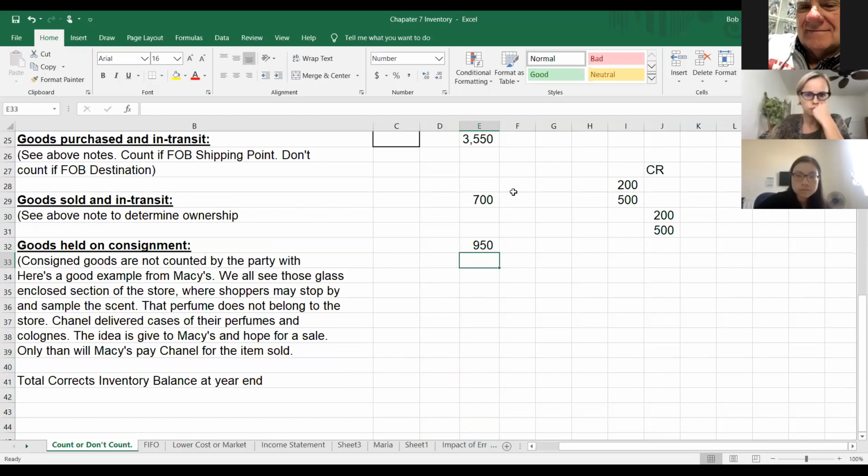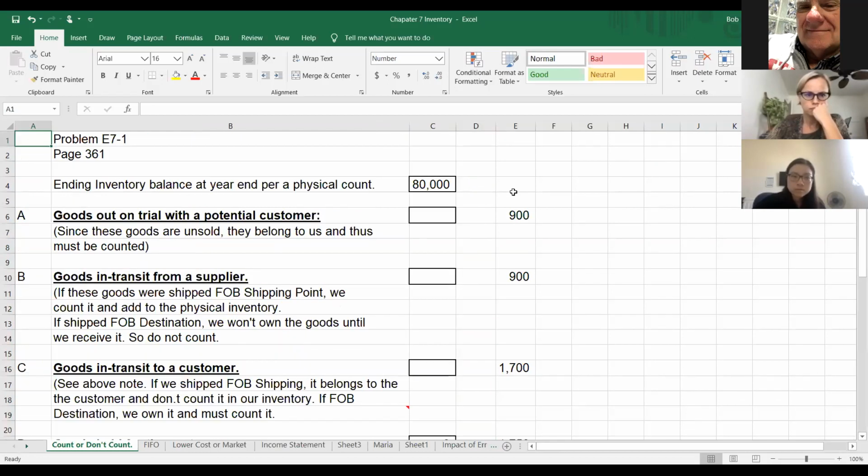What I want to talk about here is something that has to be part of this test. I mean, this is your first problem in the chapter. You have an ending inventory, right? And you went out and you counted it and you had $80,000. That's how much you counted. There may be other inventory that you failed to count here that we may need to investigate, or there may be something you counted here that should not have been counted.